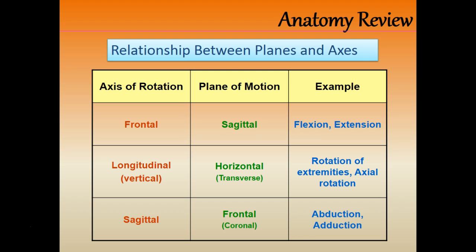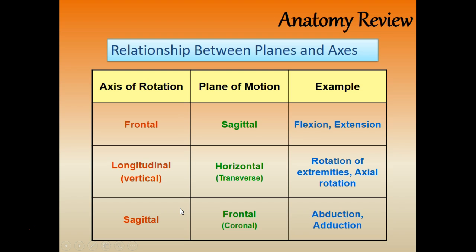So for example, internal, external rotation of the hip, internal, external rotation of the tibia, and then also internal, external rotation of the glenohumeral joint. If we wanted to go down to the foot and the ankle, we could say supination and pronation. Those would all occur about the longitudinal axis in the transverse plane of motion. And then last but not least, we have the frontal plane of motion and the sagittal axis. In the frontal plane of motion, abduction and adduction all occur in the frontal plane about a sagittal axis.